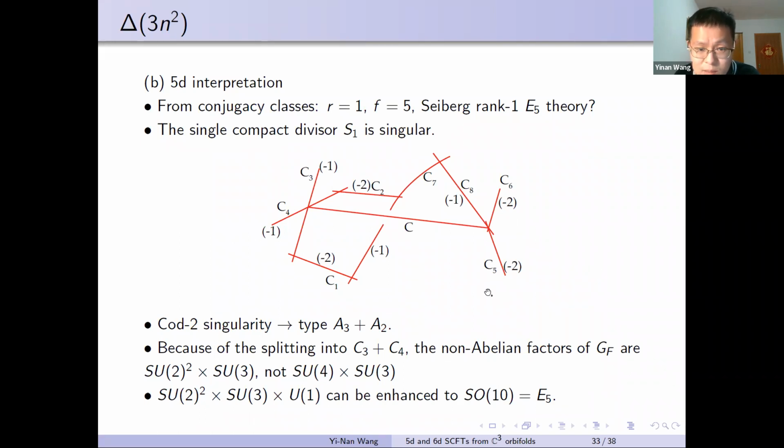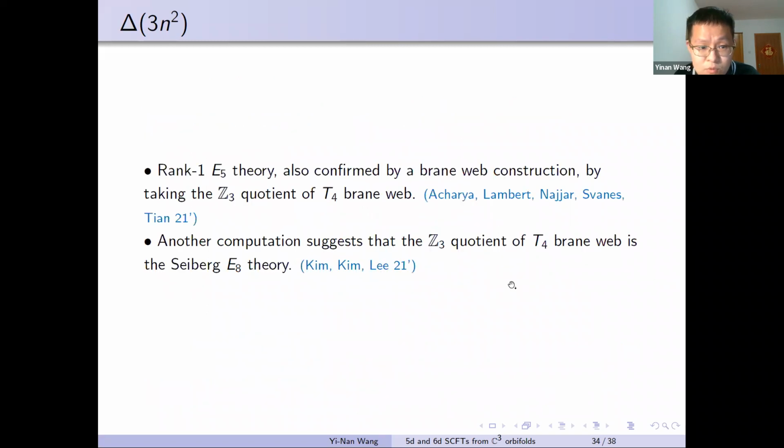Apart from this geometric computation, there's also another argument, a brane web argument, by a companion paper by Bobby and their collaborators, in which they defined a brane web construction, which is called the Z3 quotient of a T4 brane web. They also confirmed that this theory should be a Seiberg rank 1 E5 theory. Nonetheless, as another side comment, there has been a recent paper by Kim and Lee at the end of last year, in which they say that the Z3 quotient of the T4 brane web should be the Seiberg E6 theory. However, I think that these two notions of Z3 quotient are actually different in the two papers. So up to now, we still think the theory is a rank 1 E5.